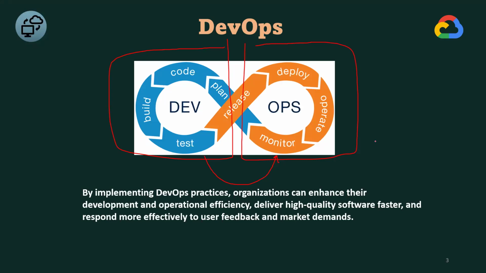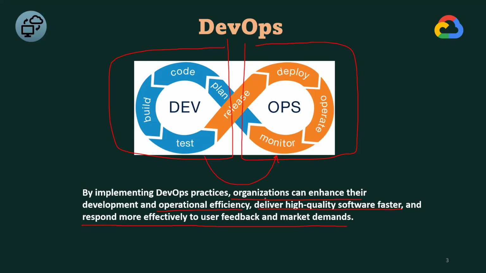By implementing DevOps practices, organizations can enhance their development and operational efficiency so that they can deliver high quality software faster, and respond more effectively to user feedback and market demands. Okay, so this is what DevOps will do.